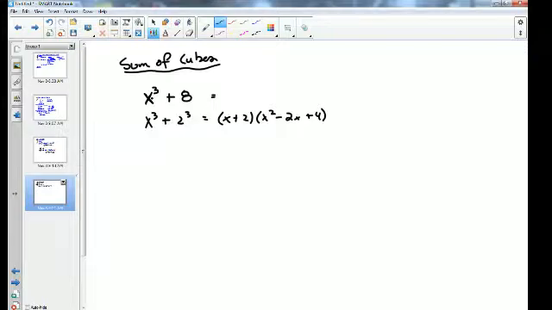Shouldn't it be 4? It's 2 squared. I just didn't write it that way. So we have x, and we have the 2 squared. Same structure, just different signs. Okay.